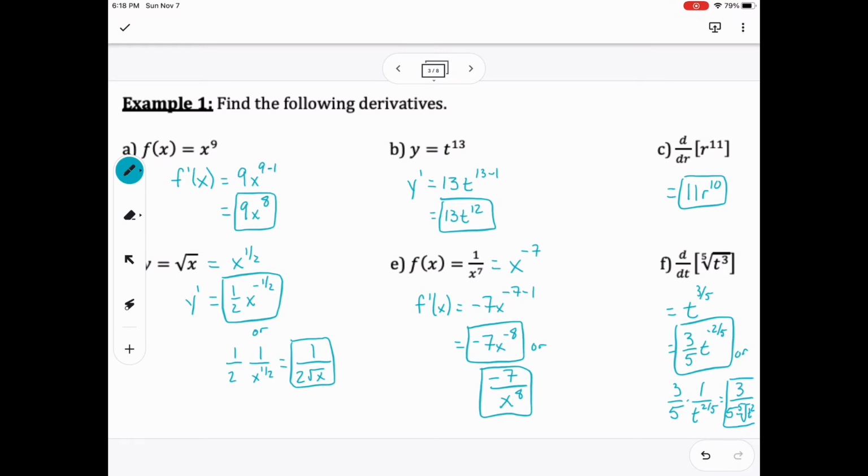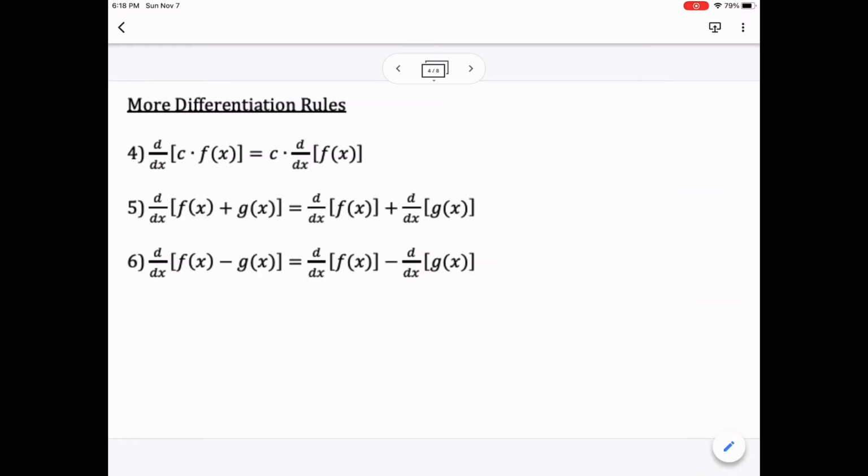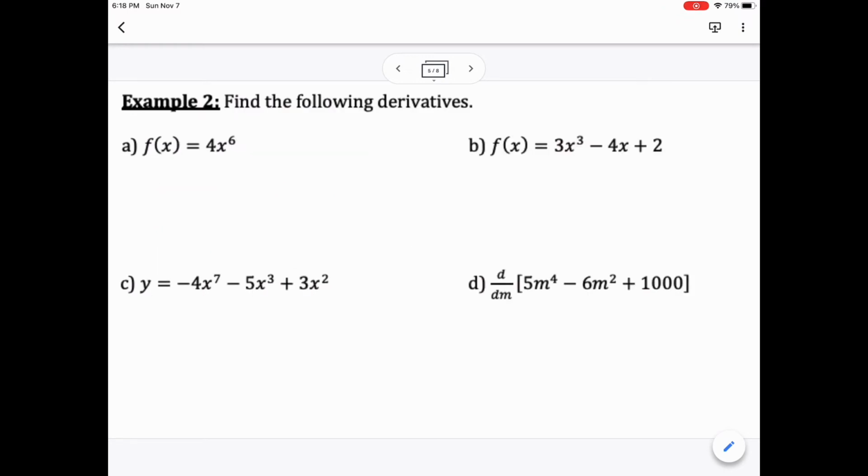Now I have 3 more differentiation rules for you. If I have a number that's multiplied to a function, I can move that scalar out and take the derivative of the function. 5 and 6 are basically the same thing, where if you're adding or subtracting 2 functions together, you can separate them and individually look at them and take their derivatives by themselves. So example 2 here, we have a little bit more extensions of what we're doing.